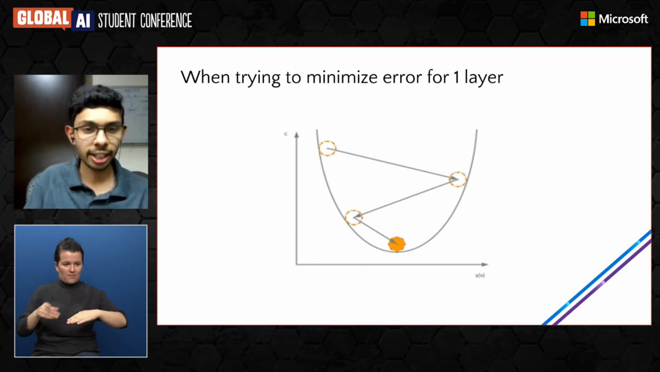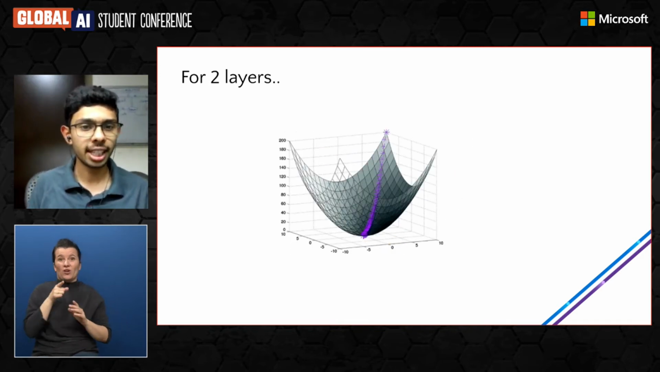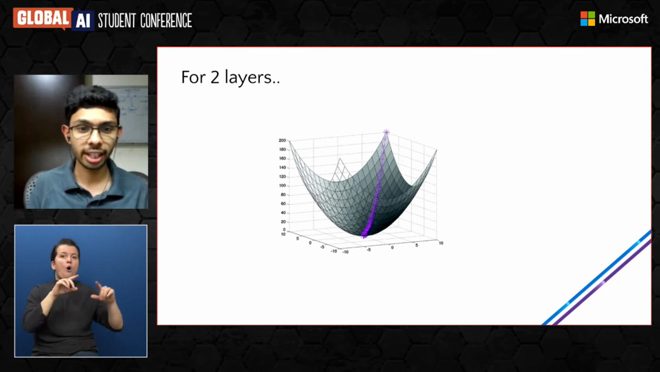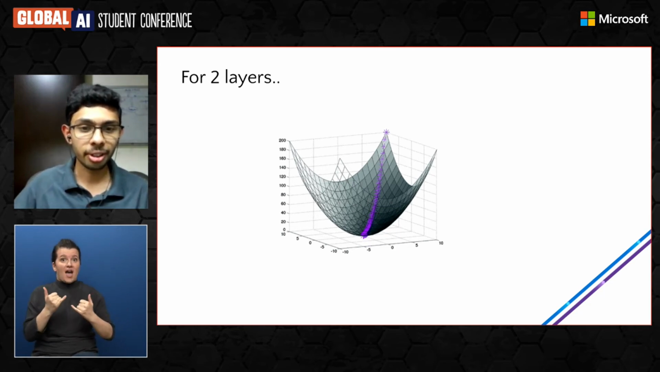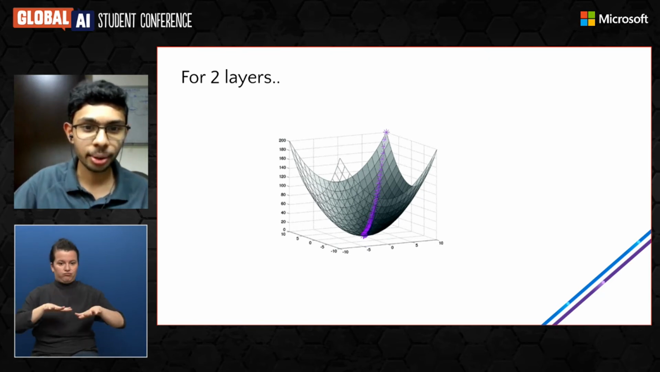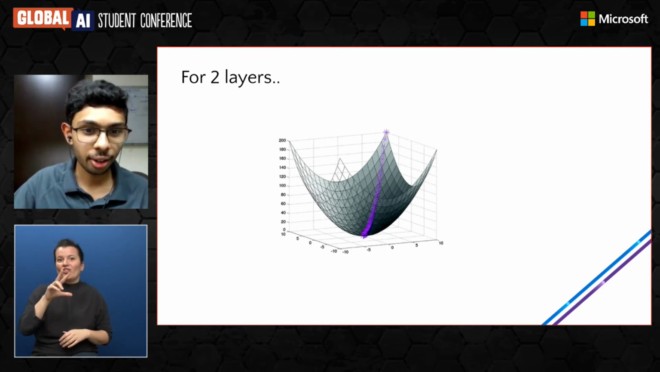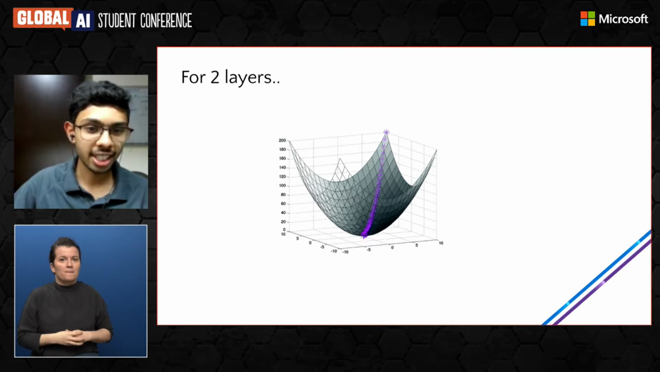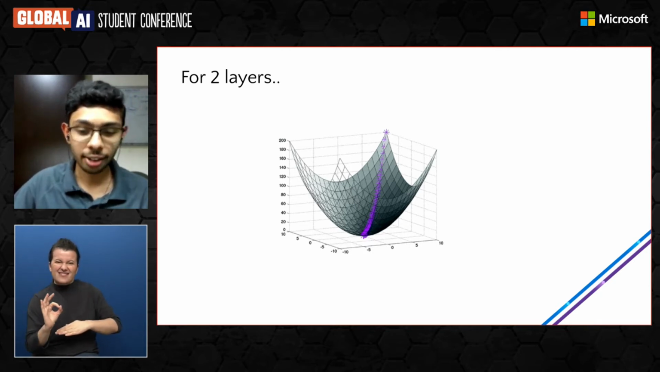So this is just for one layer. And then if you extend this to two layers, you sort of get a 3D graph. So now you can see the problem is from getting from the top, we need to somehow find a way to get to that bottom, which is the minimum of the entire graph. So we'll have to get to the bottom of them.